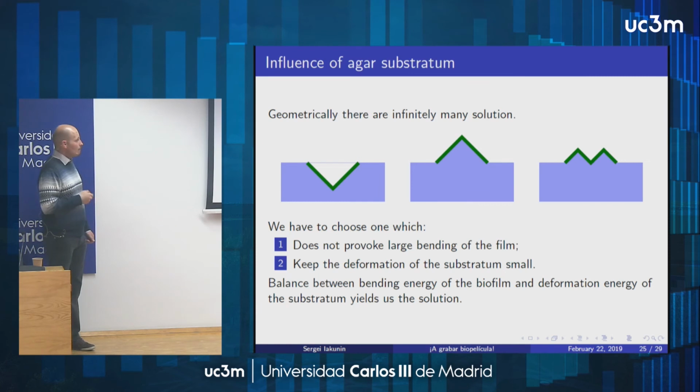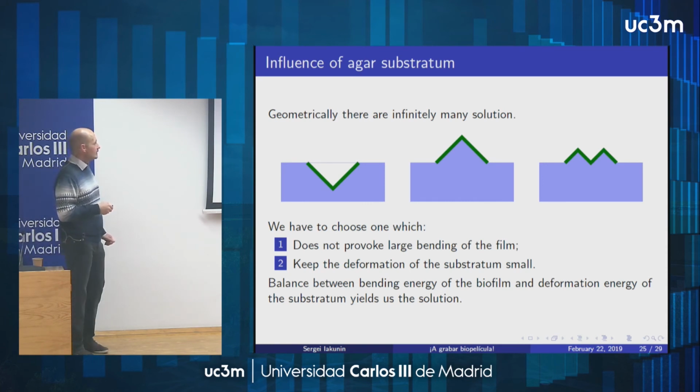Well, now we know how to obtain a cone, but how can this cone be transformed into a complex wrinkling pattern? The key is the interaction with the agar substratum below the biofilm. The shape produced by geometrical transformation is not unique because you can see that a cone looking up and a cone looking down are the same configuration. If we glue the sides of that gap, it can be a cone with the tip on the bottom or the tip on the top.